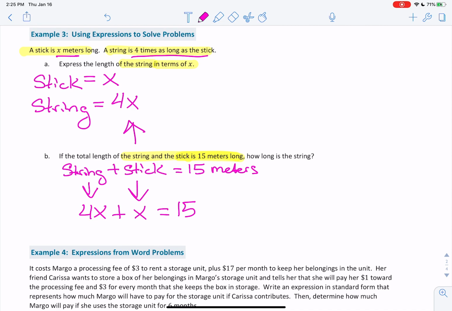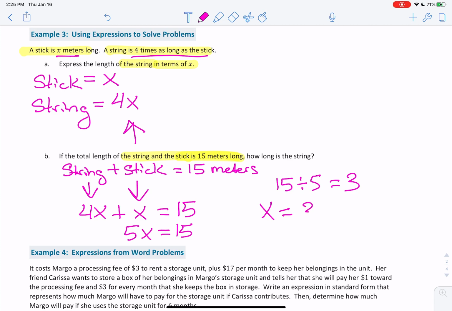4x and x both have the same variable with the same base, so we can combine them, and you get 5x equals 15. Now, we need to know how long the stick is. So if it's 5 times x, and x is a variable, that means x is a mystery number we don't know. So 5 times some mystery number equals 15. Then that means x needs to equal 3, because if you divide 15 by 5, you end up with 3.